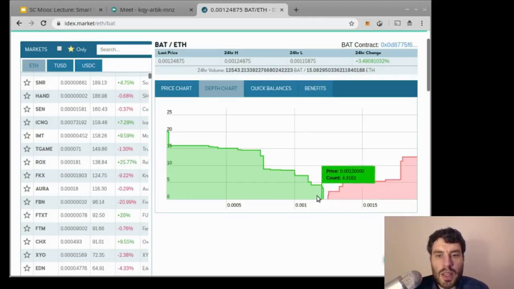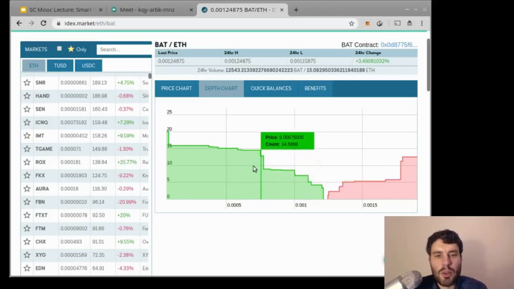So if I wanted to sell some basic attention token, I could sell up to 4.3 of them for 1.2 thousandths of an Ether. The more that I want to sell, the less of a good deal that I'm going to get. So it's sort of the mirror image of what's shown on the ask side. These are separated by the ask side of the market and the bid side of the market.